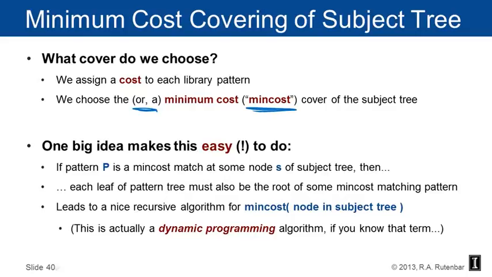There's really one big idea that makes this easy to do, and I'm going to say it in words, and then I'm going to show you a bunch of pictures of why this works. If pattern P from the library is a min-cost match at some node S in the subject tree, then each leaf of the pattern tree must also be the root of some other minimum cost matching pattern. So this leads to a very nice recursive algorithm, which we're going to call min-cost, which you invoke on any node of the subject tree, and it returns a cost of a best cover of all of the logic, in this case the nodes of the tree, underneath that root.